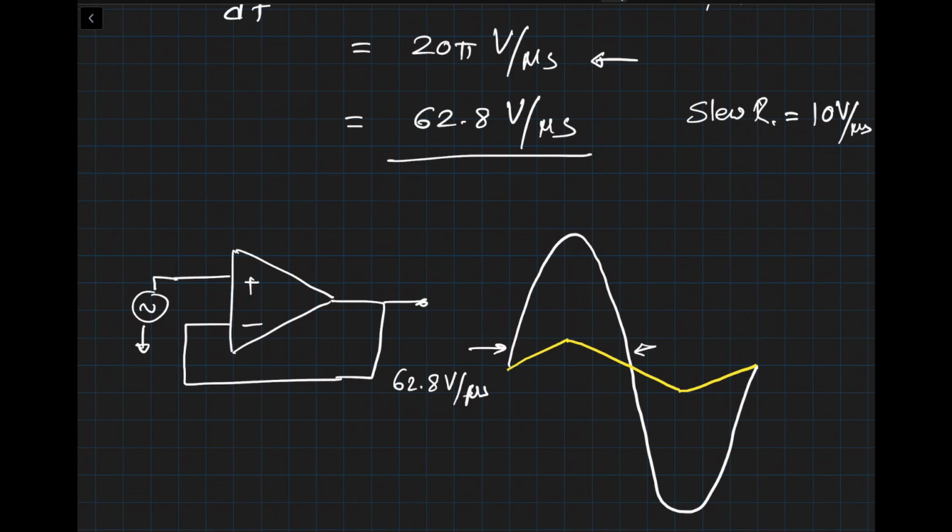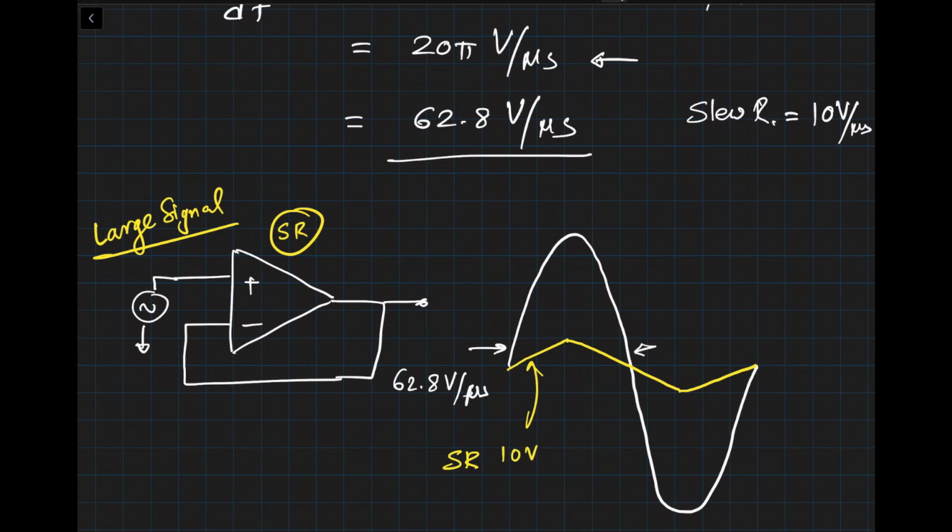That's why I said we are applying a large signal and we expect a sine wave at the output. Unfortunately, the slew rate limitation of the op-amp will not give you the behavior that you expected, and this is the slew rate. In this case, it's 10 volts per microsecond.